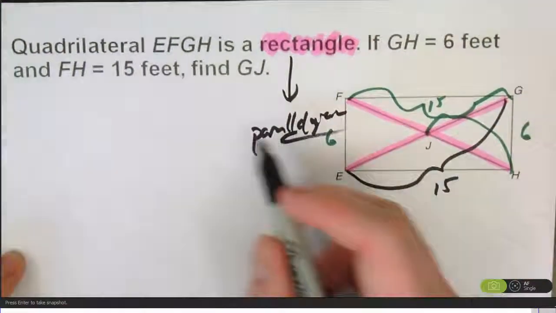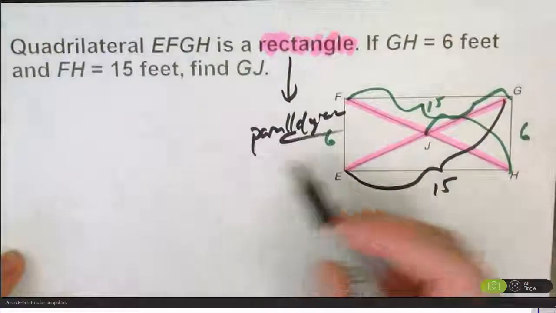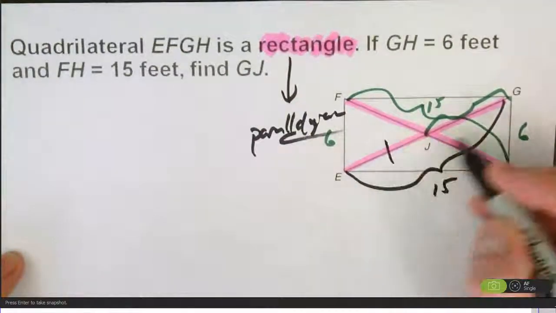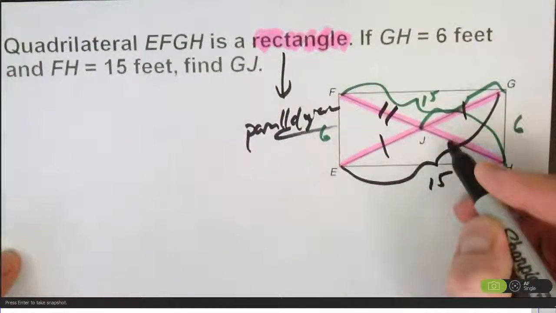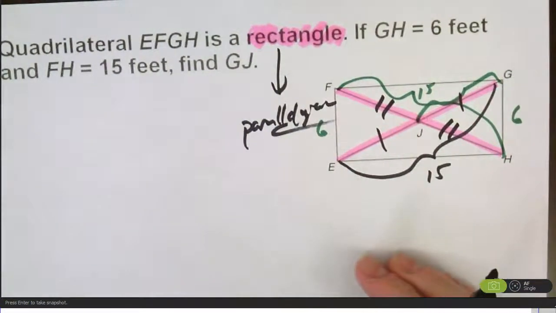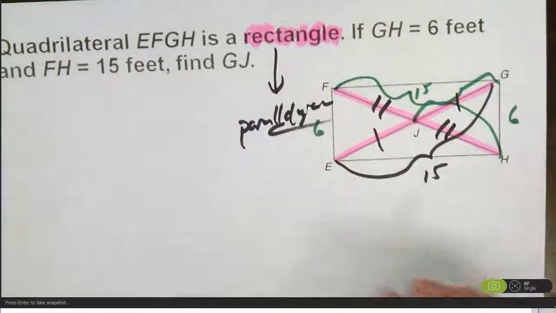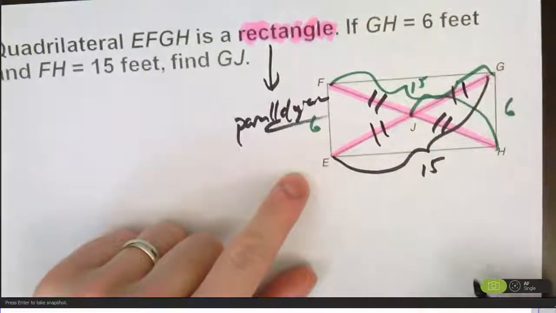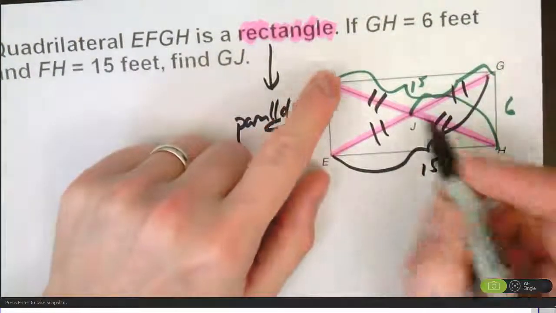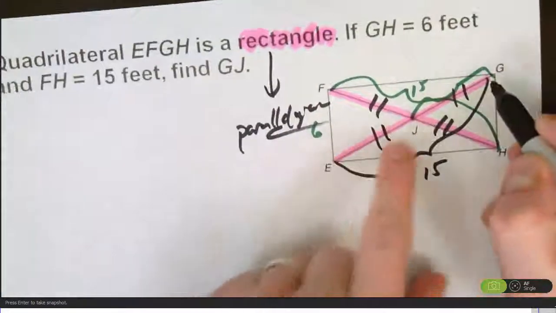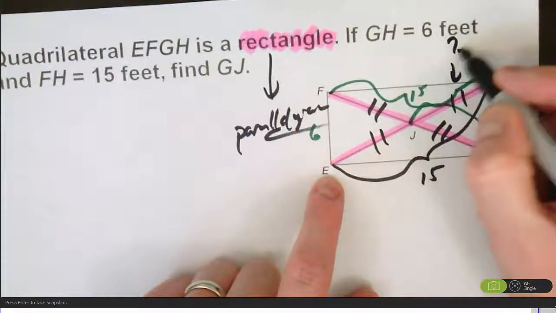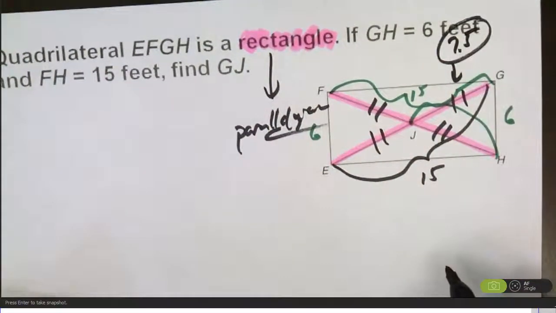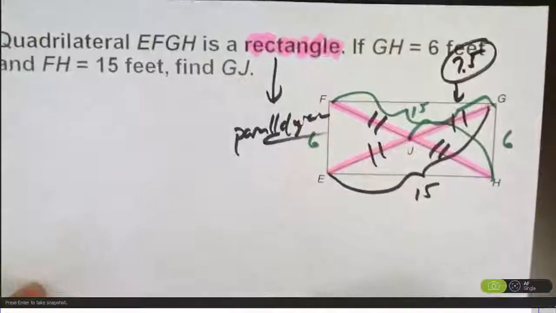And one of our properties of a parallelogram is the diagonals bisect each other. In fact, on a rectangle, since the diagonals are congruent, they bisect each other into 4 congruent segments. So if this is 15, this is 7.5, this is 7.5, this is 7.5, this is 7.5. Hey, that's what I know. It's 7.5 feet. That's GJ.